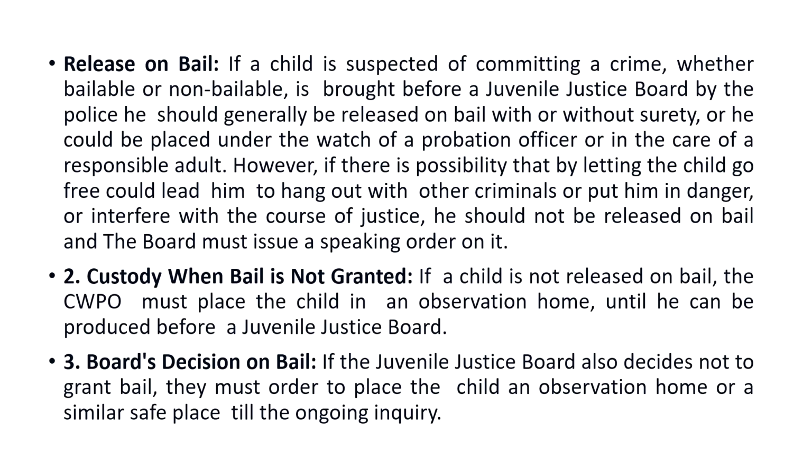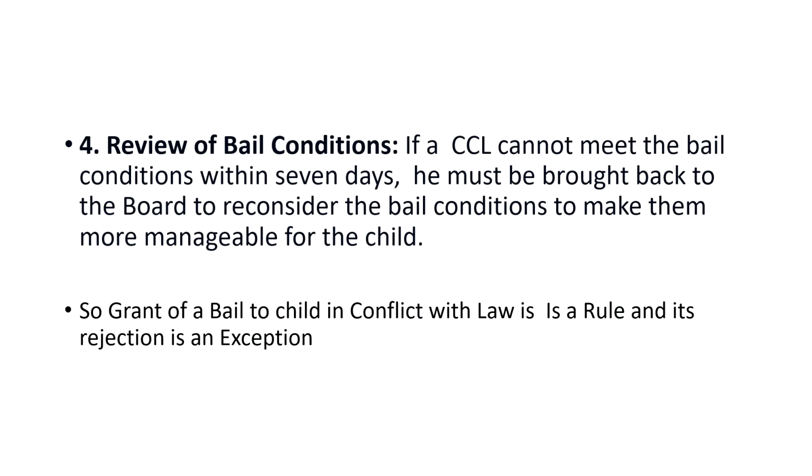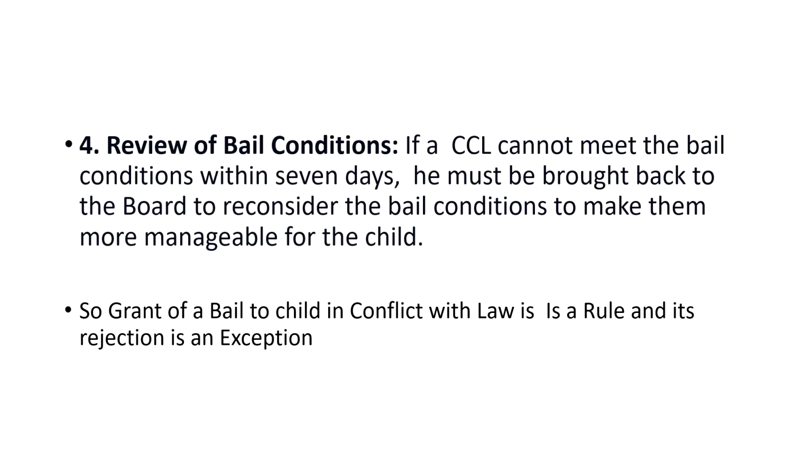So, if the Juvenile Justice Board decides not to grant bail, they must place a speaking order for it, and if they have sent the child to an observation home or a place of safety till the decision on the bail is pending. And the next clause, which also keeps the child's interest paramount, is review of a bail condition. If a CCL cannot meet the conditions of the bail within 7 days, the child should be brought back before the board for the modifications of the terms and conditions of the bail. So, summing up, bail, we can say that grant of a bail to child in conflict with law is a rule and its rejection is an exception.